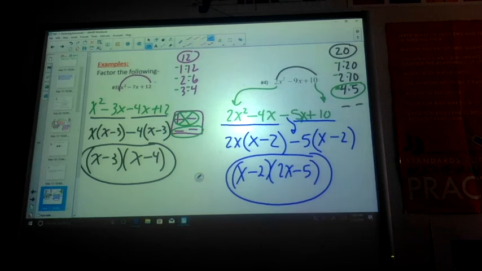Guys and girls, this here is the toughest concept that you will ever see. How did you get 20? Because it's the last term times the first term. So, last term. So the 10 times the 2.